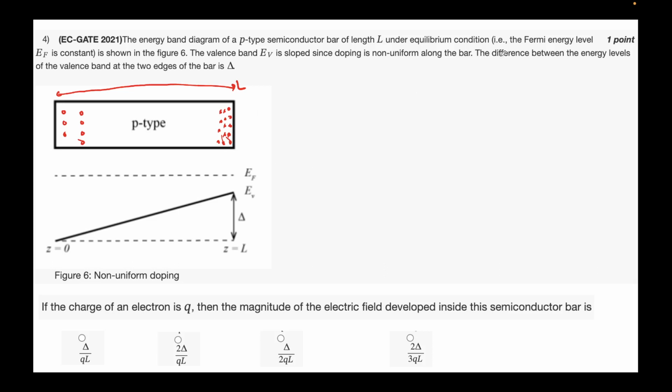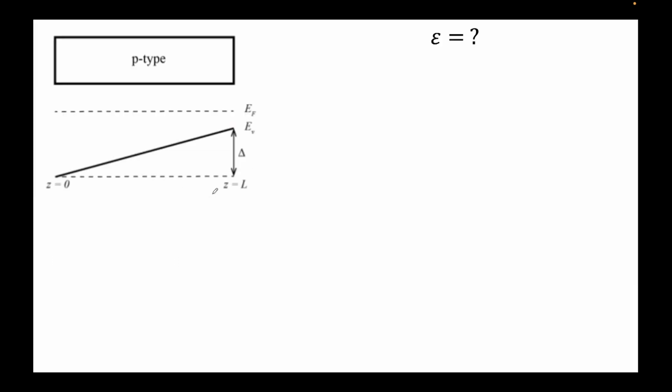Okay, the question asks: the difference between the energy levels of the valence band at the two edges of the bar is delta. So you can see that the energy difference here is given as delta. The charge of the electron is q, and the question asks for the magnitude of the electric field developed inside this semiconductor bar. So there's an electric field. We'll see how it comes. It's also shown in the lectures. I'll quickly go through how it arises. Okay, so this is the problem that is given to us.